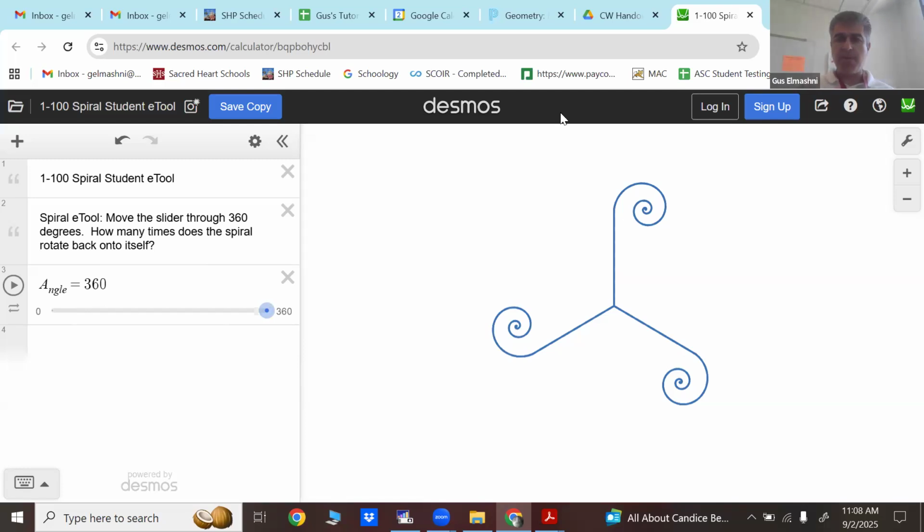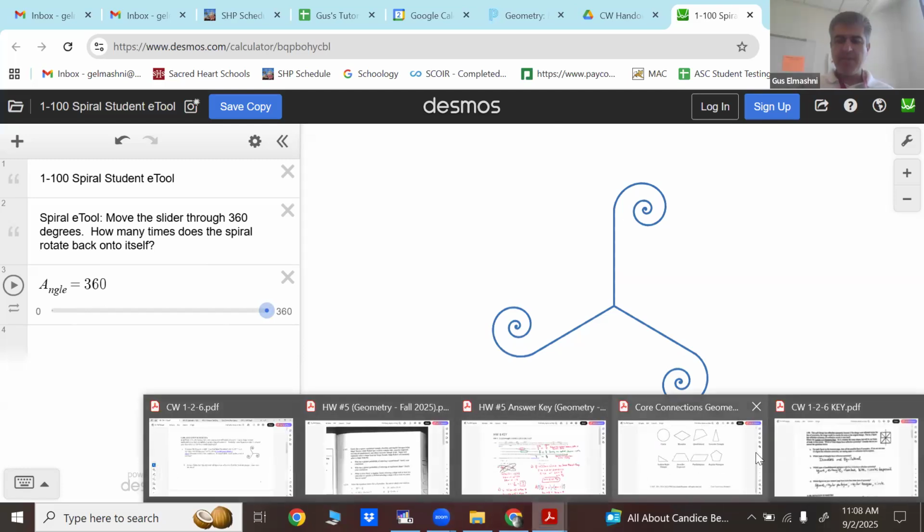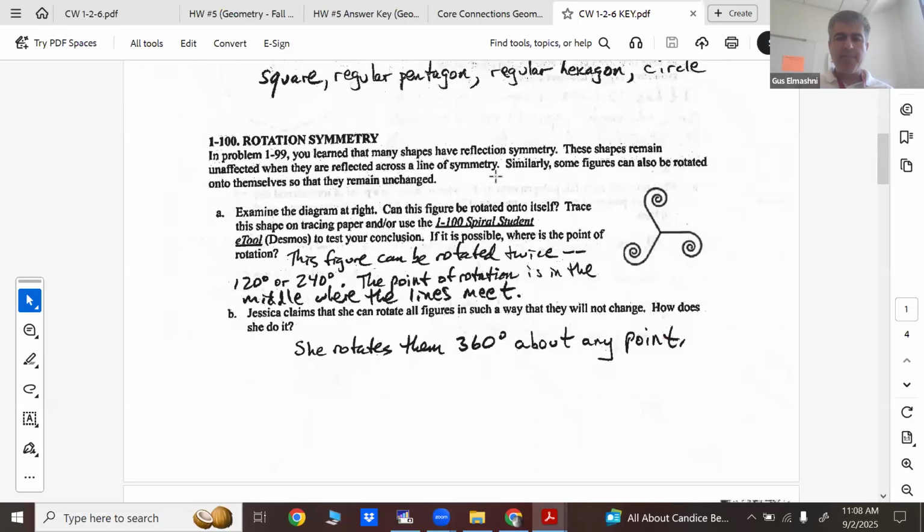So let me share the comments with you guys. So yeah, it's just easier. I did a demonstration instead of you guys using tracing paper. So let's talk about what it says here. So it says here this figure can be rotated twice, 120 or 240. The point of rotation is in the middle where the lines meet. That's true. And Jessica claims that she can rotate all figures in such a way that they will not change. How does she do it?